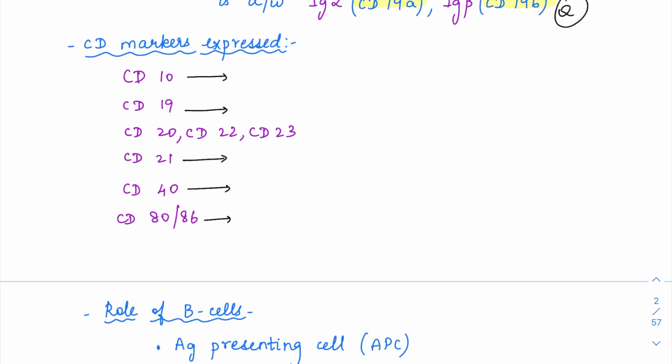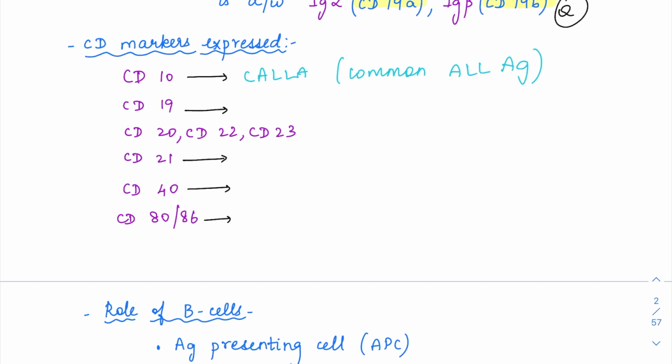Let's see, starting with CD10. CD10 is also called the CALLA antigen. CALLA stands for common ALL antigen. The common ALL antigen is an early precursor marker of B cells, so precursor B cells express this CD10. Also, CD10 is expressed by cells present in the germinal center, which are again precursor cells. So CD10 is a marker of precursor B cells and also a marker of the germinal centers of the lymph nodes.